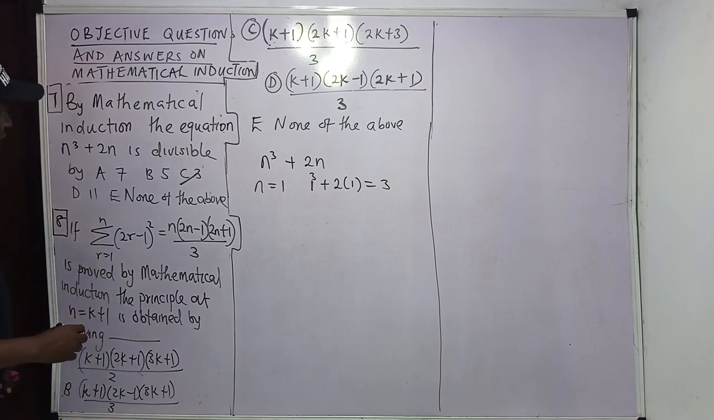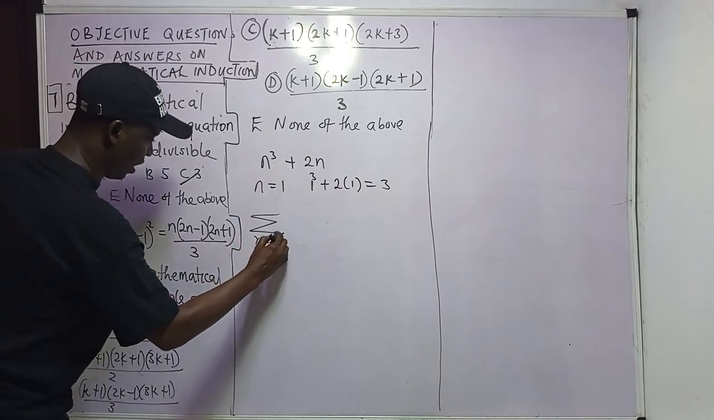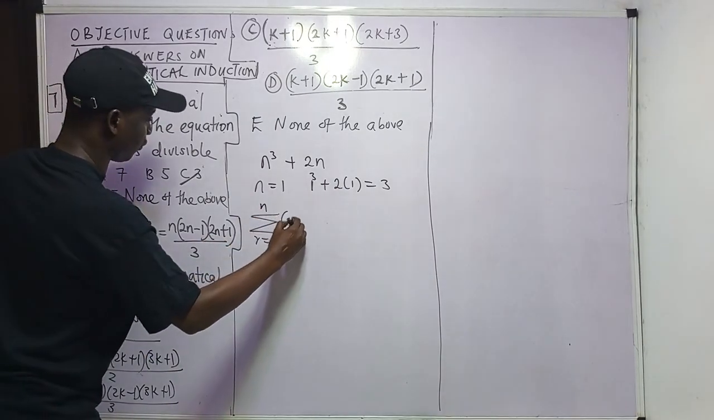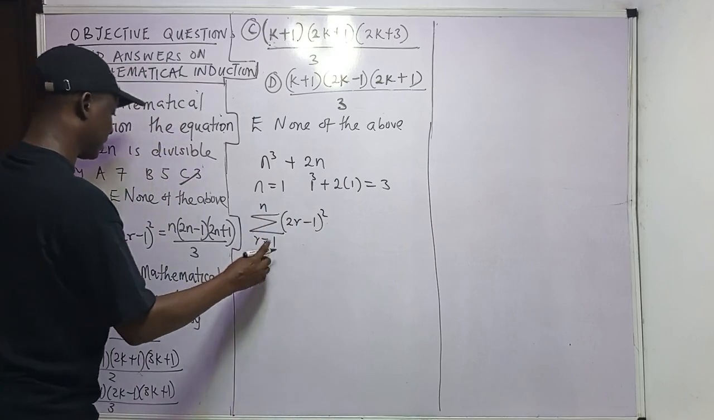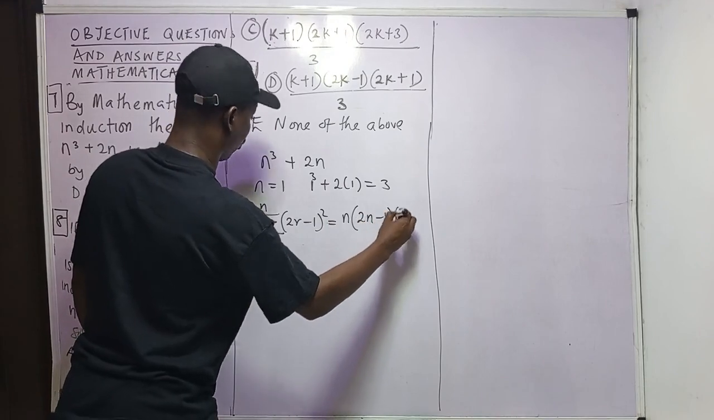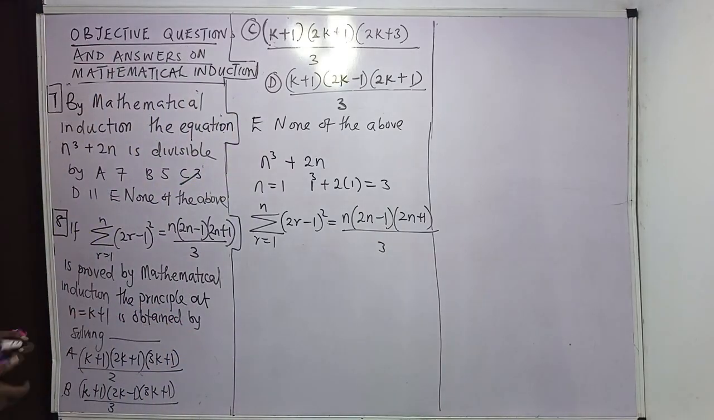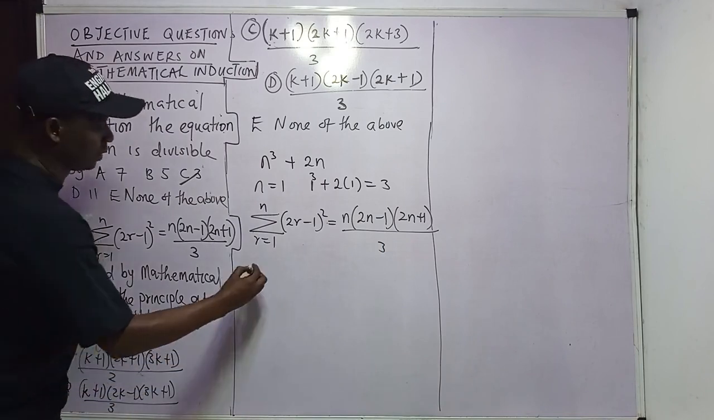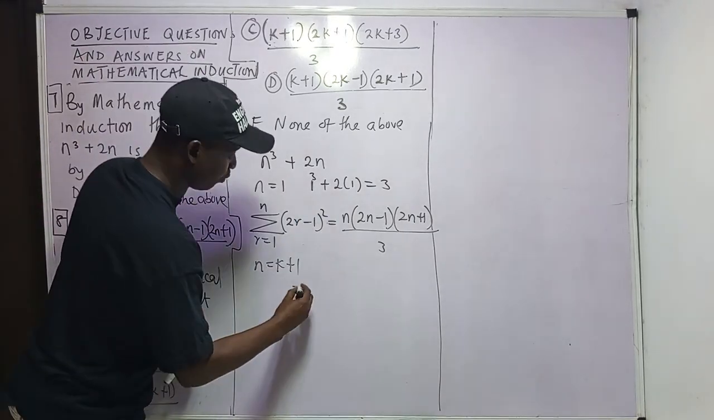Now, let's go to number 8, which is the last question there. It says the sum of 2r minus 1 all squared, starting from 1 ending at n, is equal to n into bracket 2n minus 1, 2n plus 1, all over 3. It is proved by mathematical induction. The principle at n equal to k plus 1 is obtained by solving. How will we solve it? Anywhere you see n, put k plus 1.